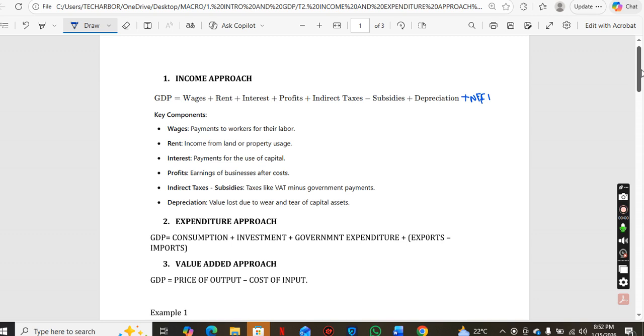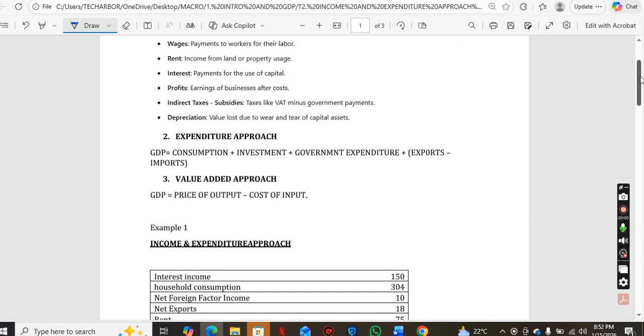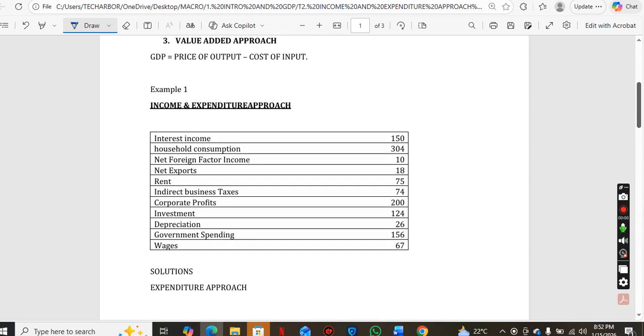So here we're trying to see what is the total income earned within our borders, okay, from foreign companies and also domestic companies. Then the expenditure approach is what is the total expenditure within the economy. So these two usually have to be equal to each other. All right, so we have a question here. With this information, we have to calculate the GDP using the expenditure approach and the income approach.